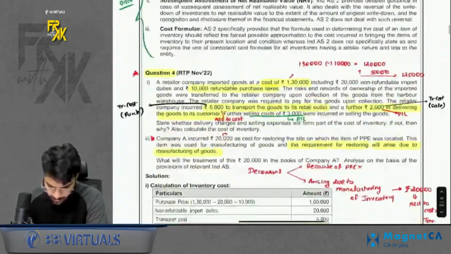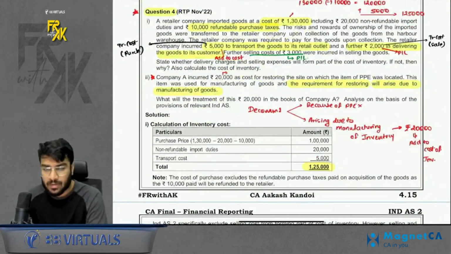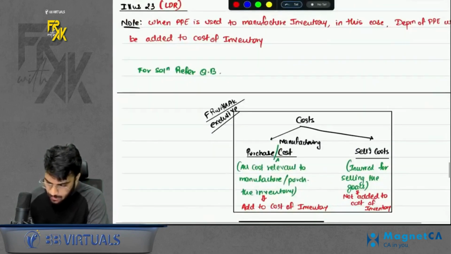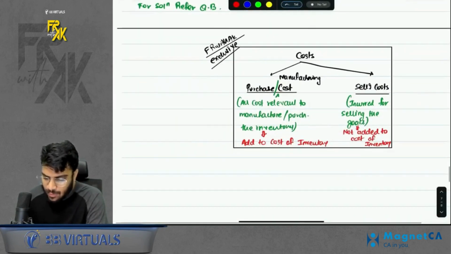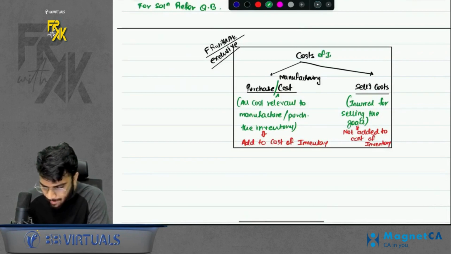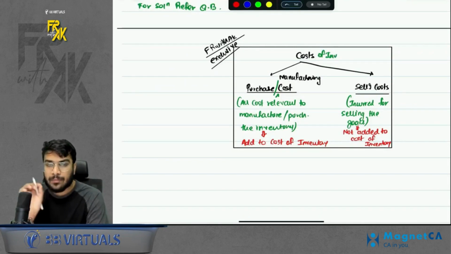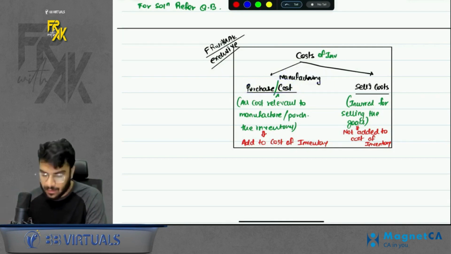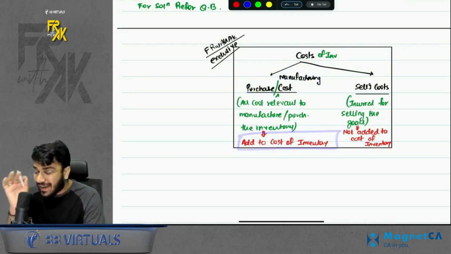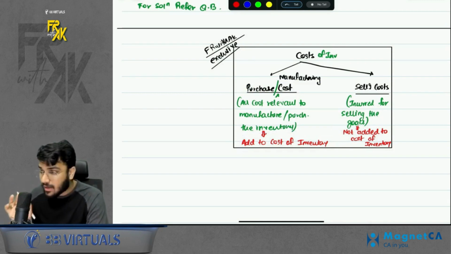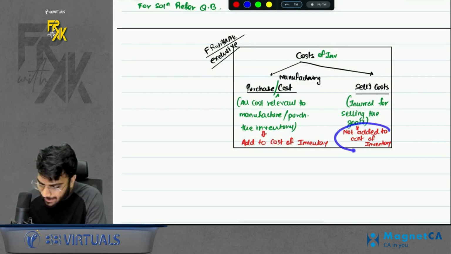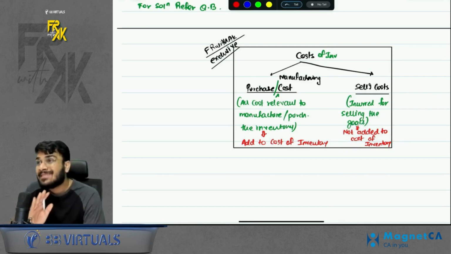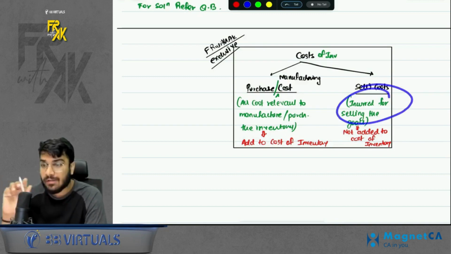Then we have question number 4. Again, a good question. So basically some cost is given for purchase. One more thing, just remember one thing. Whenever it is asked in a question to compute the cost of inventory, two types of cost might be given. One is purchase or manufacturing cost, which is relevant to make the inventory. It will be added to the cost. But if any kind of selling cost is given, that was incurred to make the sale, that will not be added to the cost of inventory, because it was not necessary to manufacture the inventory, it was necessary to sell the inventory. That selling cost will not form part of the cost.